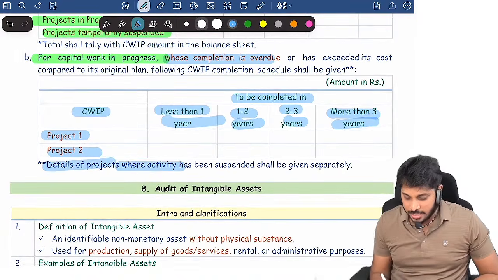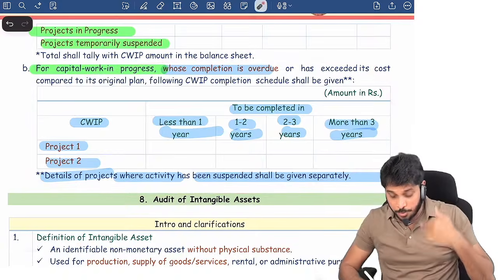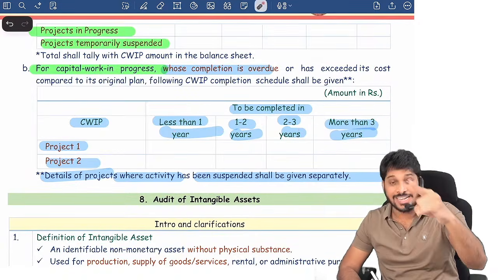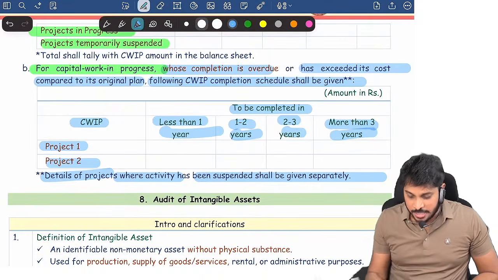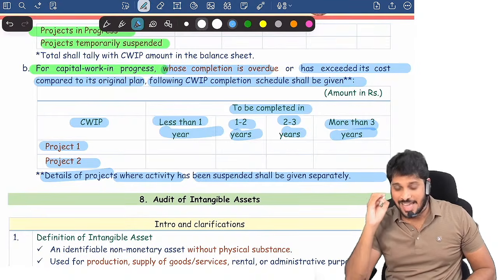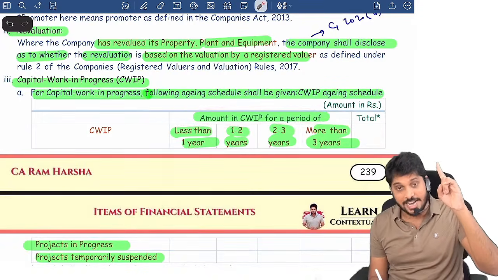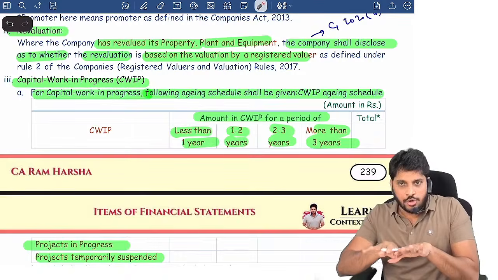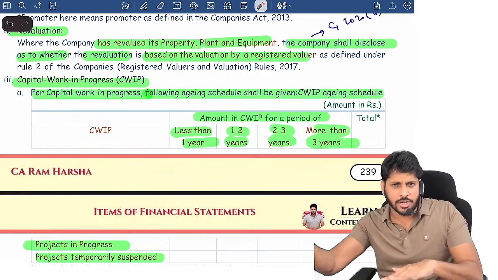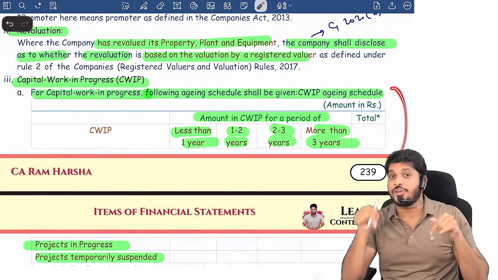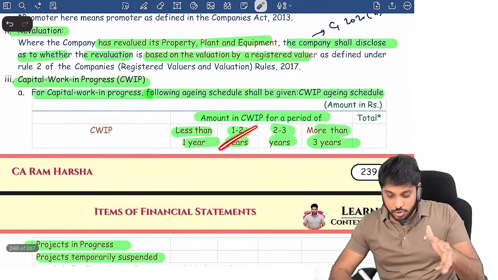Further, where the project activity has been suspended, those details shall be given separately. Remember, this is for overdue projects, and for overdue projects the time period is to be calculated from the balance sheet date. Overdue projects may have exceeded their cost compared to the original plan. The following capital work in progress aging analysis must be given. Here, the amount in capital work in progress is from the starting date of the project. If you have already spent an amount, and the amount is in capital work in progress, and the project is not yet overdue, then as on 31st March in the balance sheet you need to give a disclosure. How much of this amount is there in work in progress: less than 1 year, 1 to 2 years, 2 to 3 years, more than 3 years.